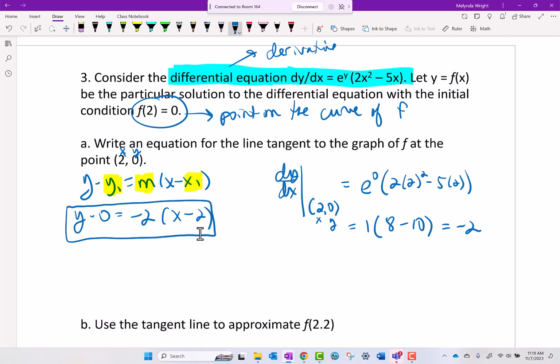Done. Now, do you have to put the 0 there? No, you don't have to, but I just don't want to erase it. So you can do it just like that. Okay, great. Questions on that?